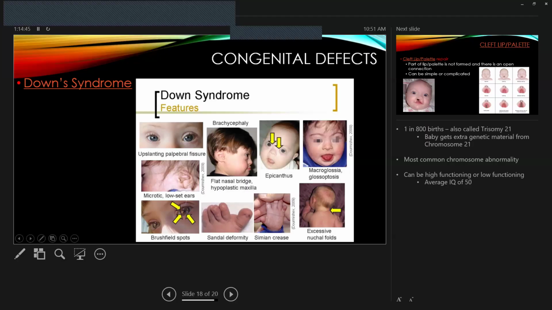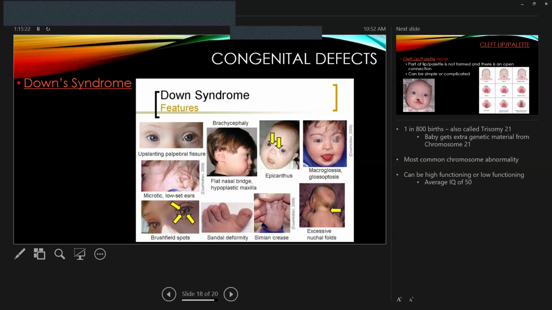They have what's called a sandal deformity. Okay, so this looks like they've been wearing thong sandals with a really wide thong part, but they're born like that. And then a simian crease. So if you look at the palm of your hand, you have 3 different palm marks in the middle of your hand. People with Down syndrome have 1 crease straight across called the simian crease. And then excessive nuchal folds, they have excessive fatty skin on the back of their neck, and it just folds and folds and folds.